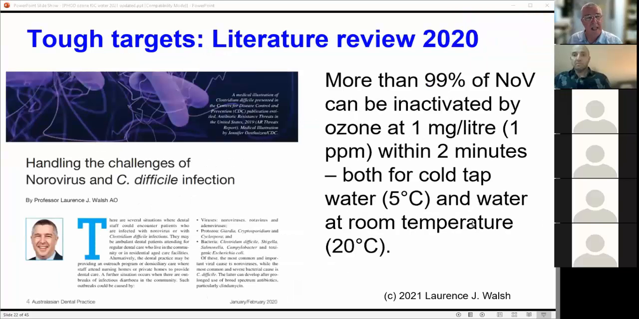Anyway, if you want to read more about that, this article that I wrote in 2020 talks about the specific problems of C. diff and norovirus with reference to the nursing home literature, and talks about how more than 99% of norovirus, you can inactivate that at 1 part per million within 2 minutes just in ordinary tap water. So something that's not very sophisticated can actually work very well.